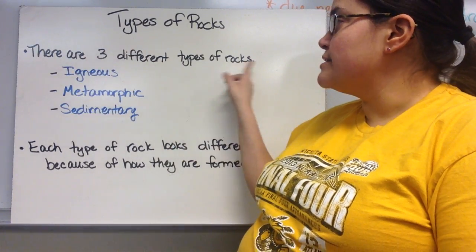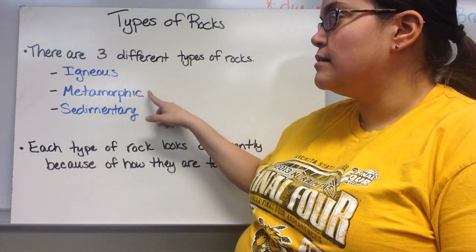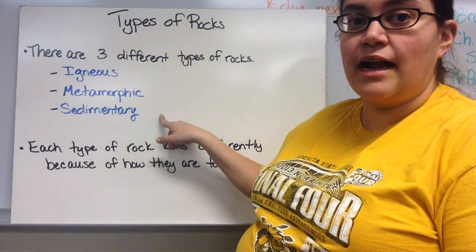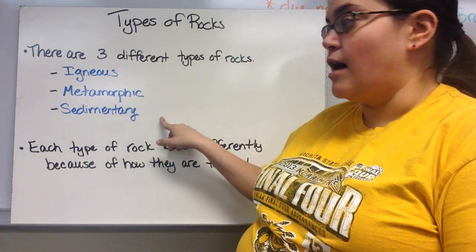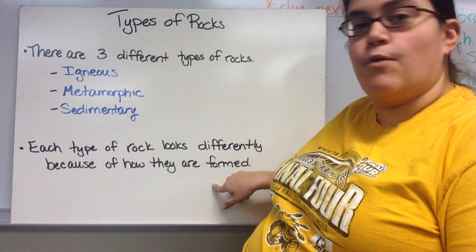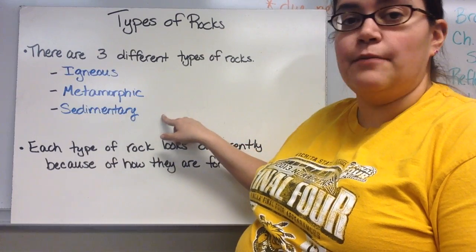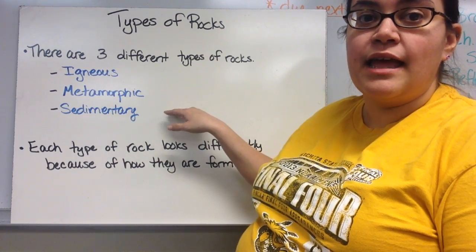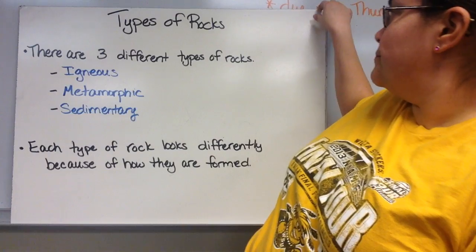So there are three different types of rocks: igneous, metamorphic, and sedimentary. So these are three main types of rocks. Each type of rock looks different because of how they're formed. So the reason there's three different types is because they're each formed in different ways, and that makes them look different.